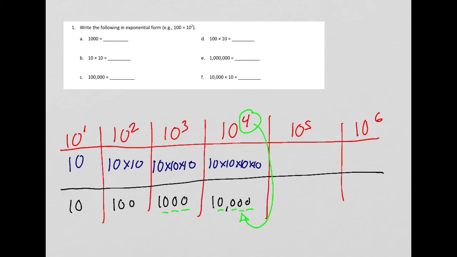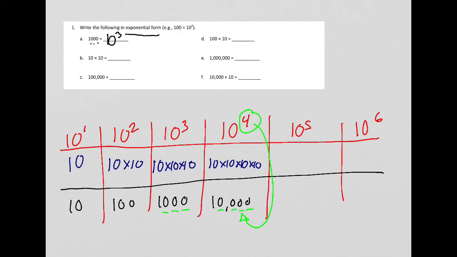And that's what they're asking you to do here. When they say write in exponential form, they mean, okay, how can I write 1,000 as an exponent? Well, if I look at 1,000, I can see 1, 2, 3 zeros. So 1,000 is going to be 10 to the third power because there are 3 zeros, and 3 zeros means it's 3 copies of 10, which means 3 as my exponent.